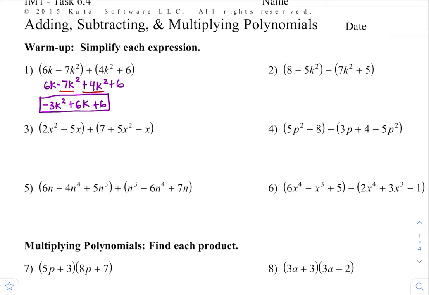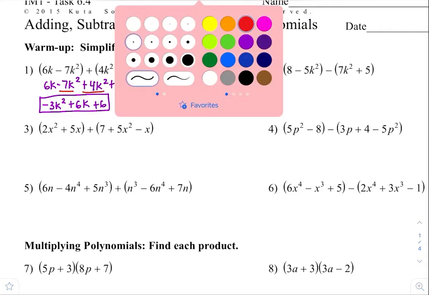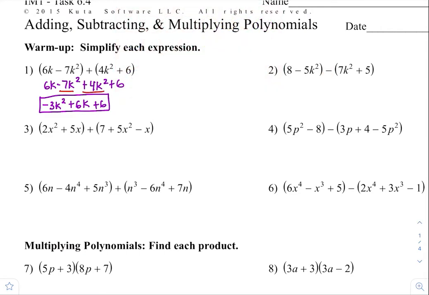Okay, for 2, just remember, since this is a minus sign, there's really a 1 there, right? So you gotta distribute it to everything on the inside. So we're gonna get 8 minus 5k squared, minus 7k squared, and a negative 1 times 5 is minus 5.